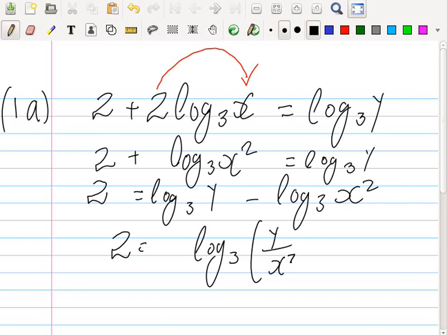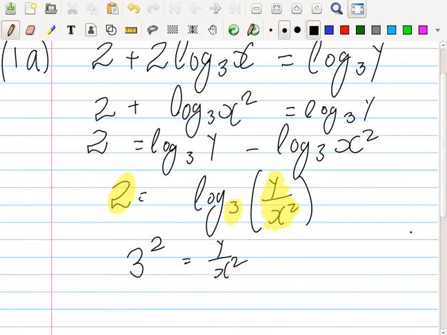3y over x squared. And then we just need to finish by remembering our definition of log. So it means 3 to this power would equal this. So that means 3 to the power of 2 will equal what's inside there. Okay, well, what is 3 to the power of 2? It's 9, isn't it? And I can bring this up here. And that's part A finished.